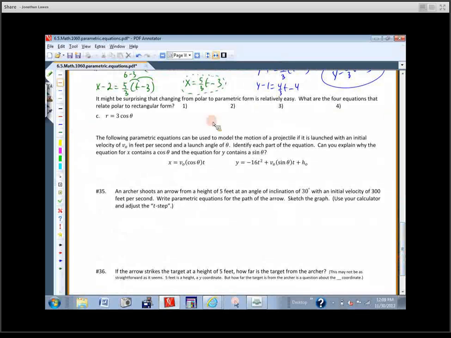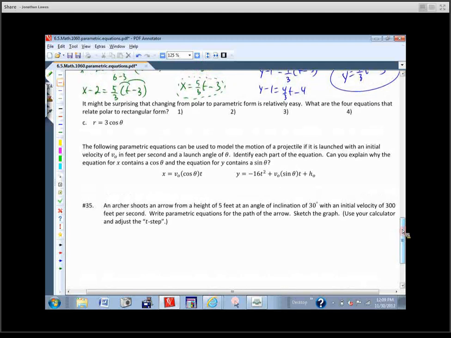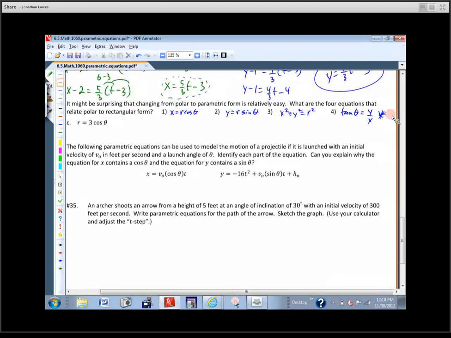It's actually pretty easy to change from polar to parametric. Remember, there are 4 equations that you're going to need to have memorized for the test that allow us to change from polar to rectangular, and they are x equals r cosine theta, y equals r sine theta, x squared plus y squared equals r squared, and the last one, again, was tangent theta equals y over x. You have to be careful with this, because if you use tangent inverse, you've got to consider the range and where you actually are on the unit circle. Okay?